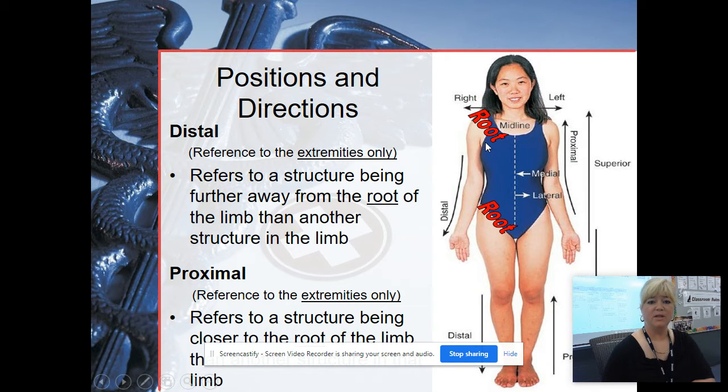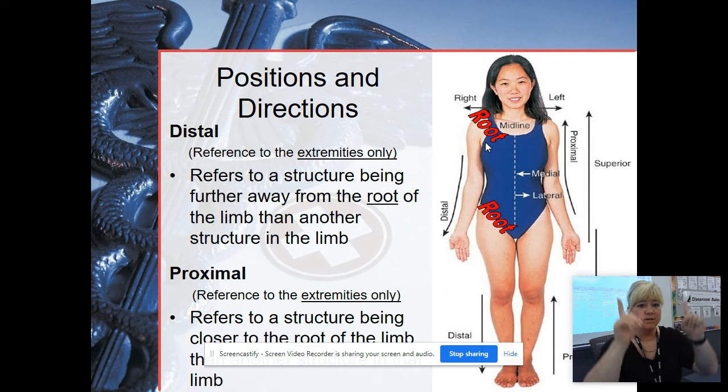Distal is further away from the root. When I show this in the classroom, this is the root, kind of like at your shoulder here, or your hip, but I'm sitting down. And then distal is further away. So I usually show that further away, distal, in the distance. Okay, proximal is closer to the root. So you're going the other direction. Proximal, in close proximity. Proximity is being close. So proximal means closer to the root, and distal is further away.